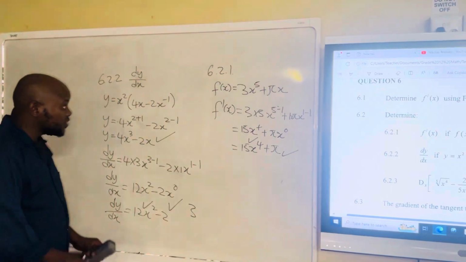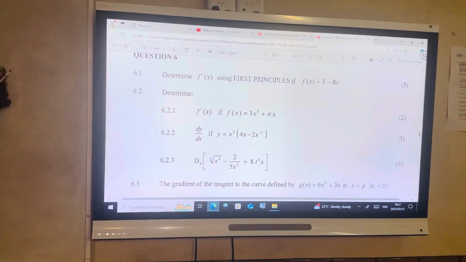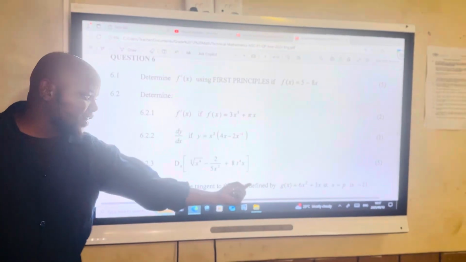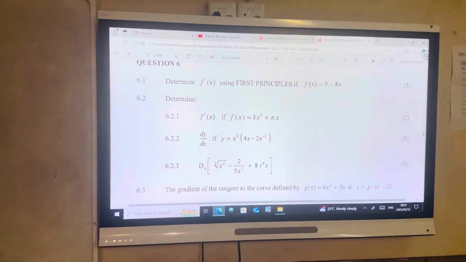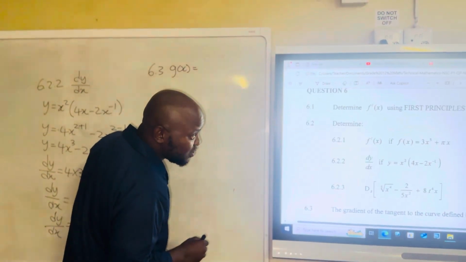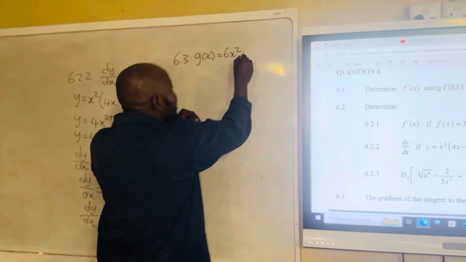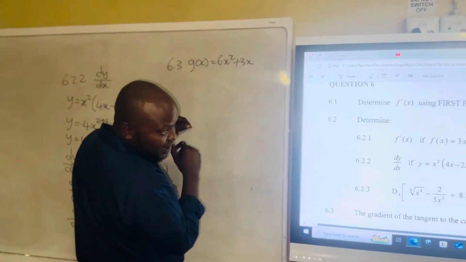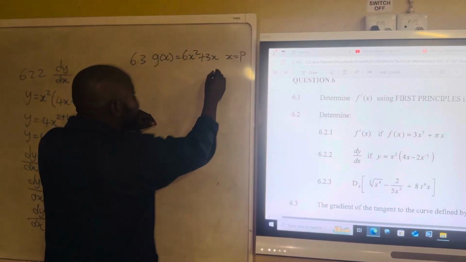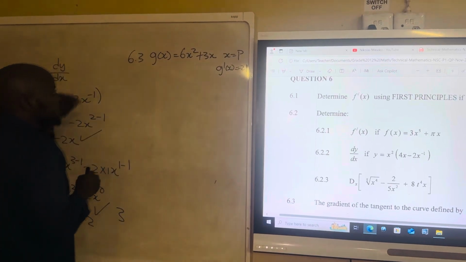Nice. So where to now? We go to our 6.3. 6.3, what are we having now? They say the gradient of the tangent to the curve defined by g(x), which is given, is g(x) equal to 6x squared plus 3x. Then we are given the gradient at x equal to p, which is g prime of x equal to negative 21.